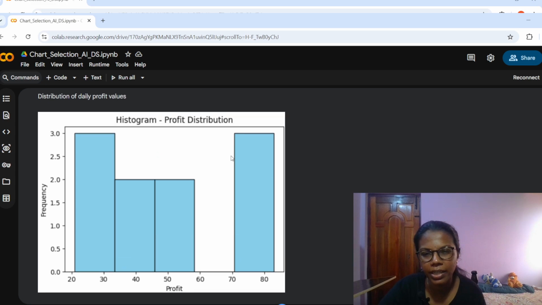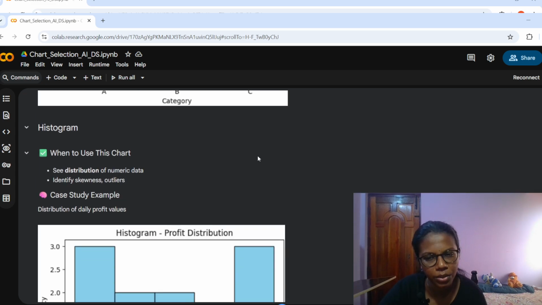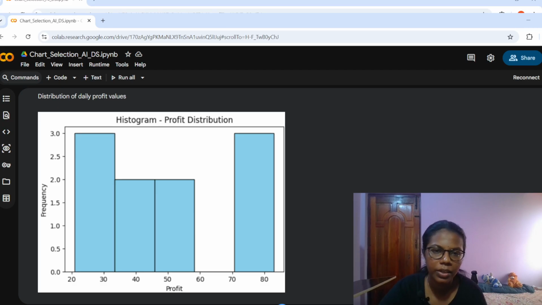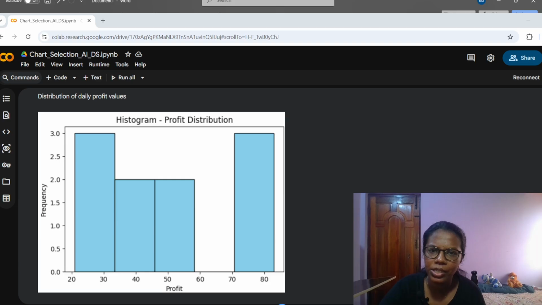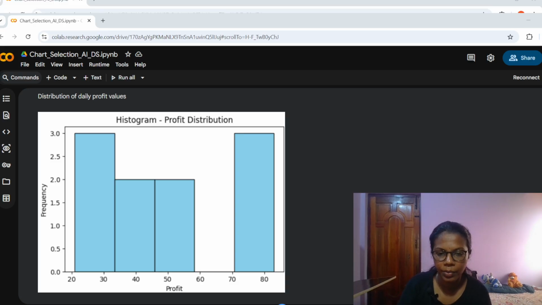Next, I have the histogram. It looks almost similar to a bar chart, but what is it? What might be the difference between a histogram and a bar chart? It looks almost the same, right? A histogram is a chart used for measuring the distribution of a continuous variable, and it groups values into bins. These are the bins: specifically, I have 20 to 30, 30 to 40, 40 to 50, 50 to 60, and so on.